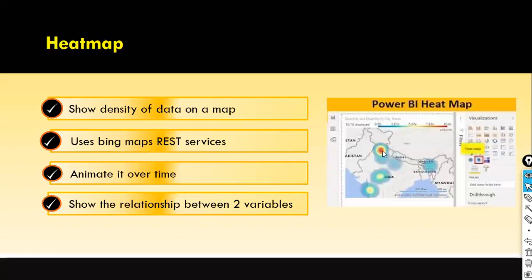That means, for example, sales happened. So much of sales we made in this city, but here also we made sales, but not many customers or people purchased it here. Whereas we can see that many people bought my products here. And then you can animate it over time and you can show the relationship between two variables using a heat map.